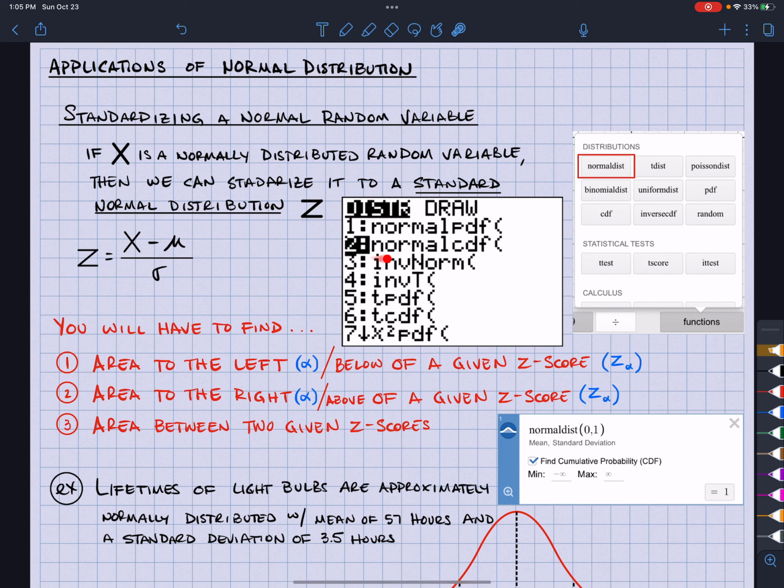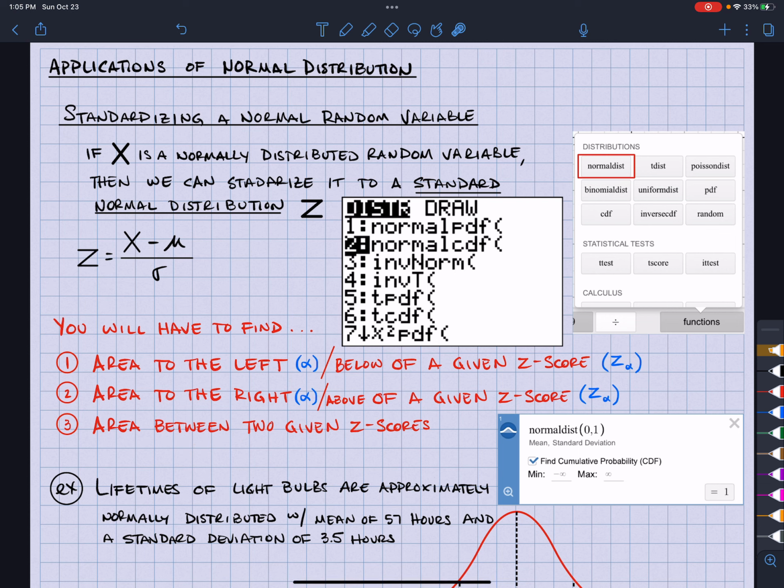So it's a normal CDF, which is again second distribute, which is second vars, which would give me distribute, and the second choice is normal CDF. And on Desmos, it would be under functions, and I got to scroll down to distributions, and it's a normal distribution, okay? So what do we have to do? We got to be able to find the area to the left or area below the given z-score, the area to the right, which is above the z-score, and the area between two z-scores.